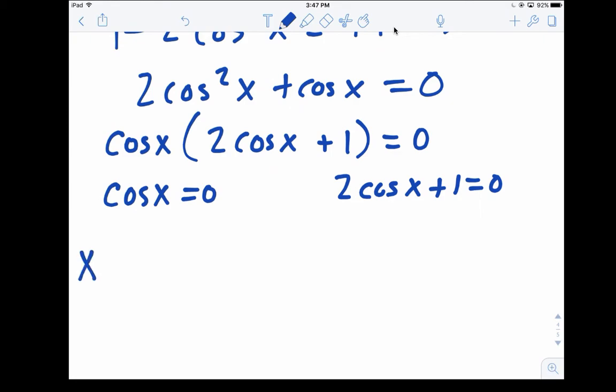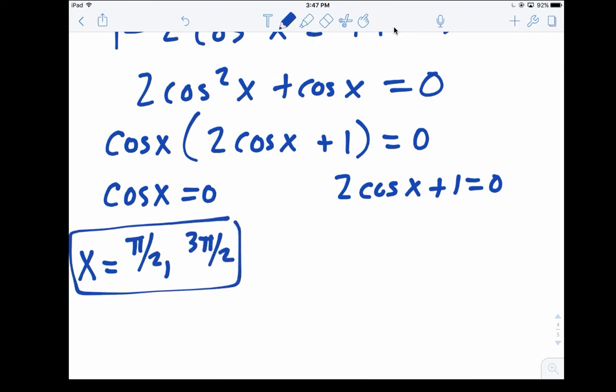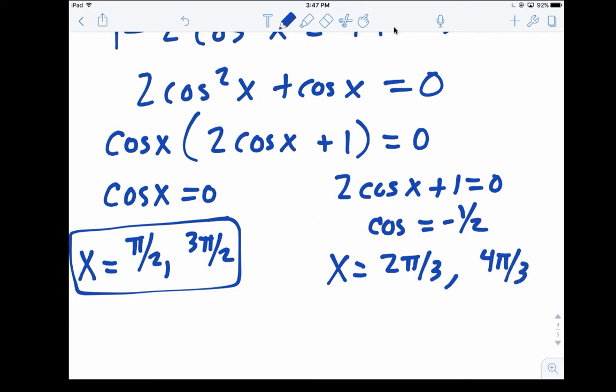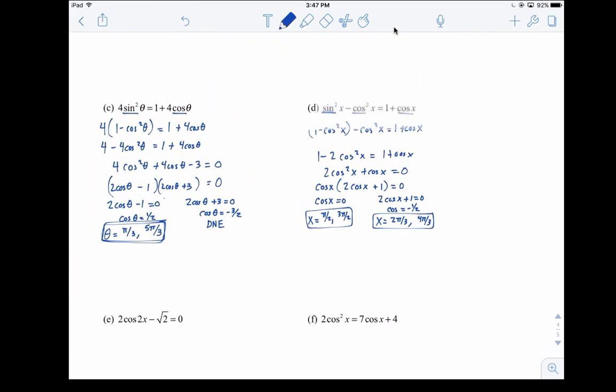Alright, so where does cosine equal 0? That would be pi over 2 and then 3 pi over 2. And then where does cosine equal -1/2 for the other solution? So you have x equals 2 pi over 3 and 4 pi over 3. So those are your four solutions for that one.